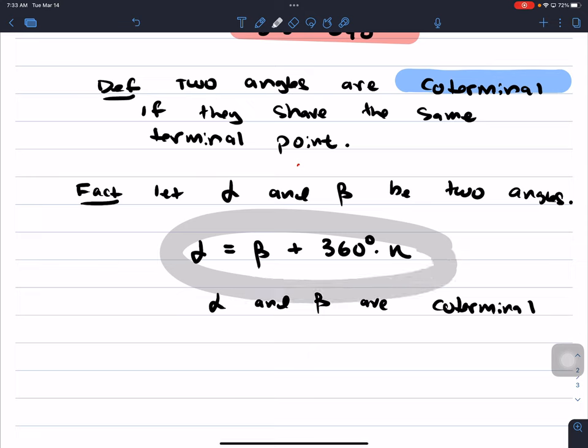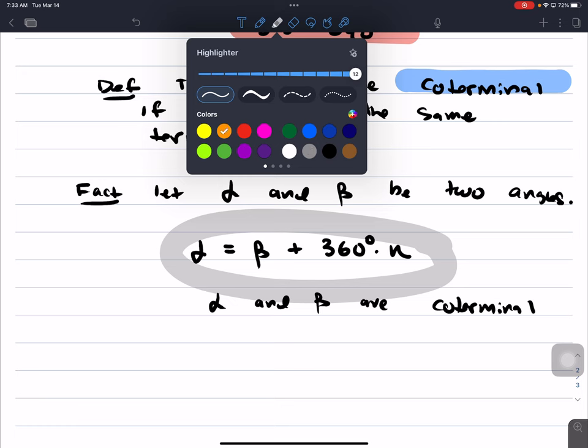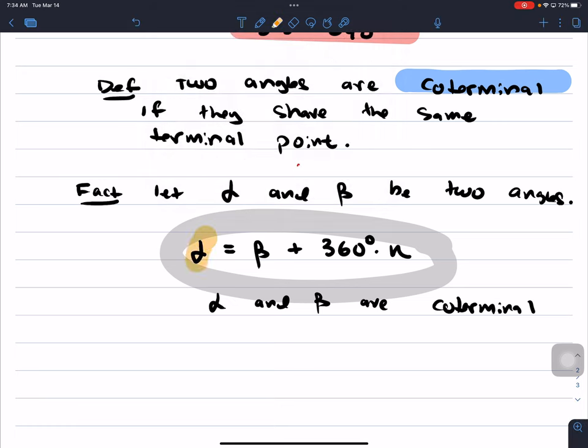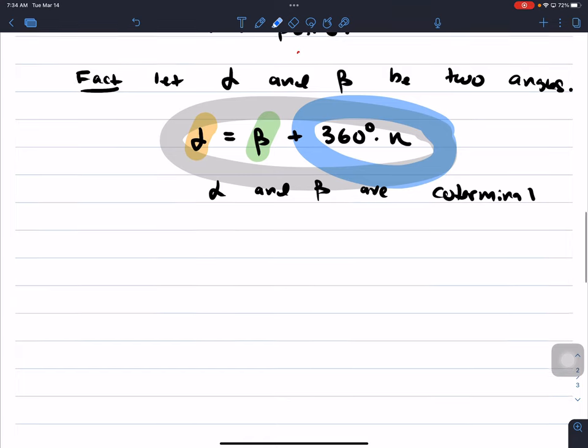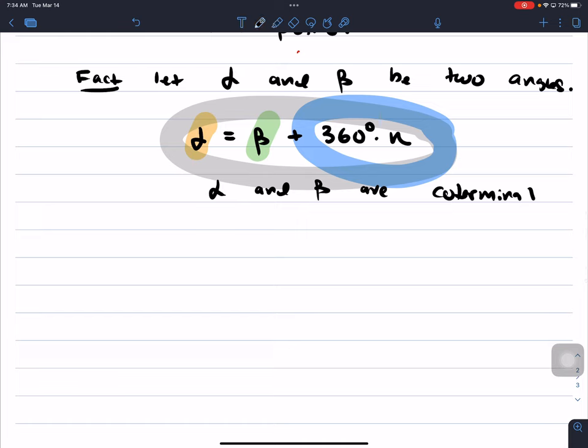So you have two angles here, one's alpha and the other is beta. They're coterminal, they share the same terminal point. But what do you think this means over here? What is that? The number of rotations. Yeah, that's the number of full rotations. One rotation or one revolution. So let's look at the detail.